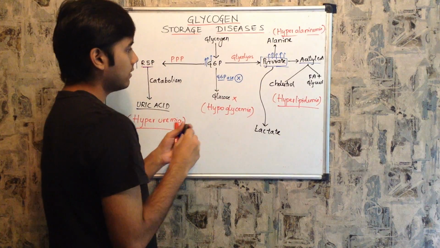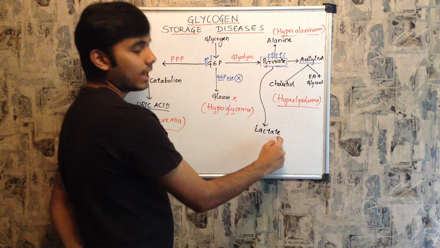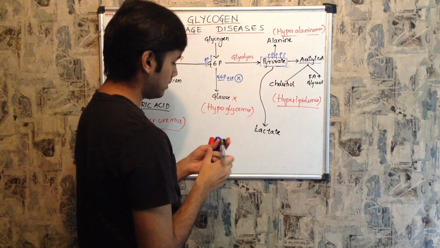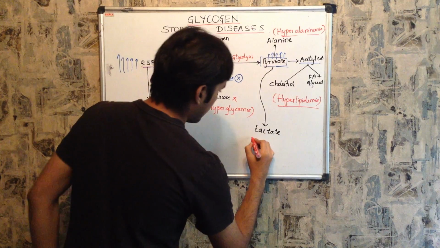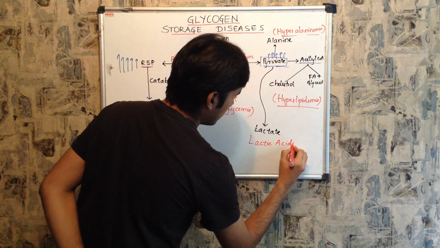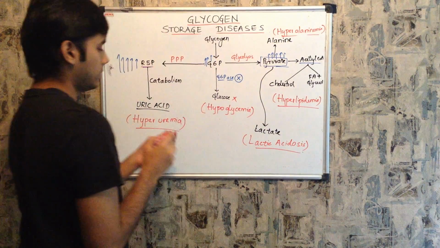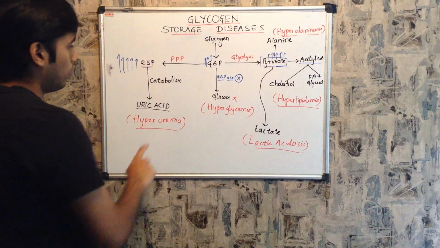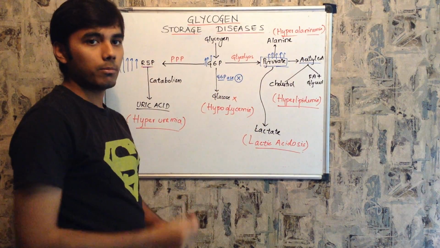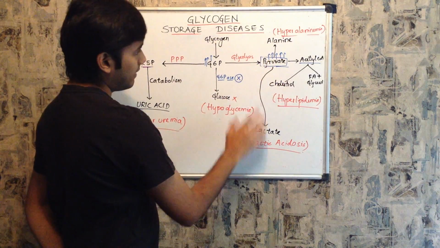So more G6P, more pyruvate. When more pyruvate, more lactate. When there is more lactate, it is called lactic acidosis. So 1, 2, 3, 4, 5. Mainly 5 pathologies. There are still many pathologies related with Gierke's disease, but principally we find 5 pathologies.